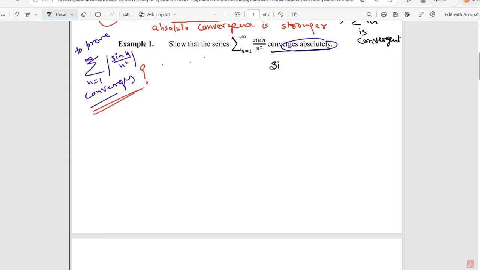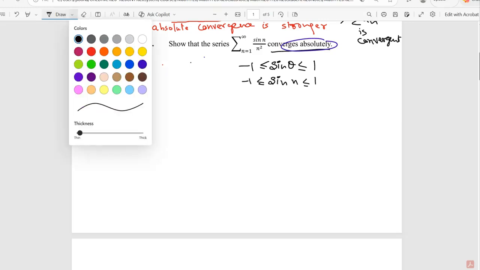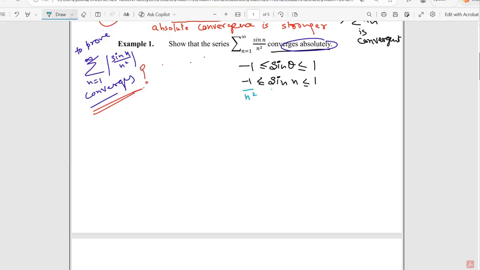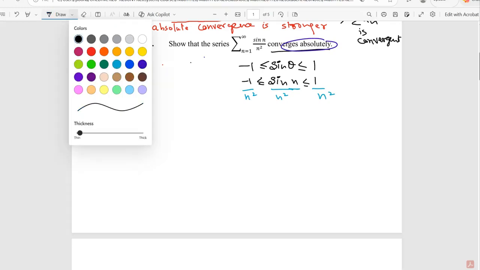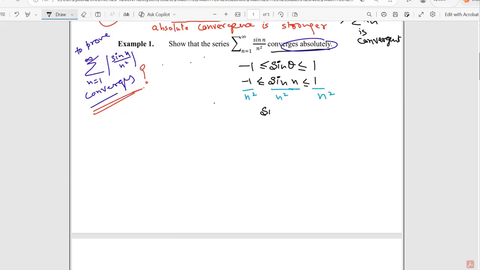I know sine theta for any theta always lies between -1 and 1. So that means sine of n also will lie from -1 to 1. Now, n squared is a positive number. So if I divide this inequality everywhere by n squared, it's not going to change the inequality. So sine of n divided by n squared lies between -1 over n squared and 1 over n squared.